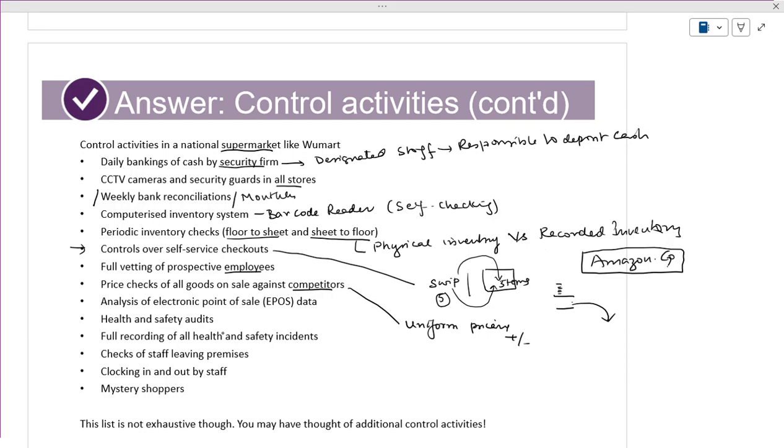Analysis of electronic POS data, point of sales. We will see what happens. If you take into consideration that it is from morning 8 to night 12, how many hours are there? It is almost 16 hours. We will analyze.